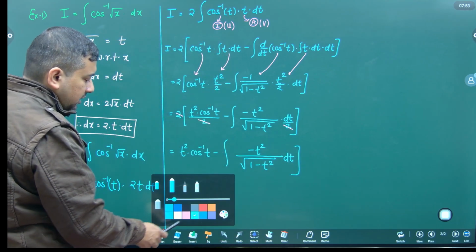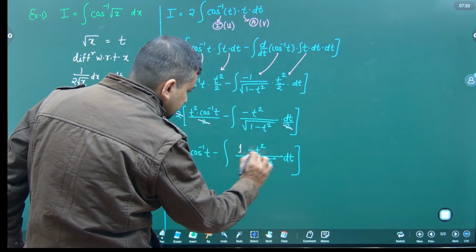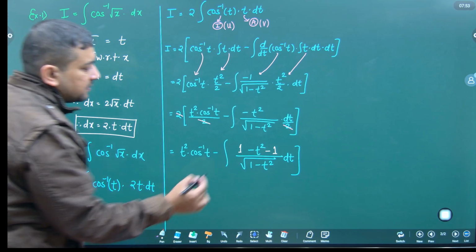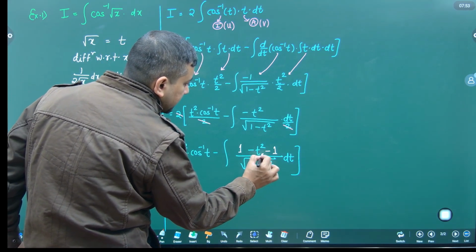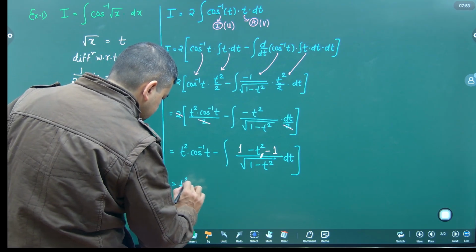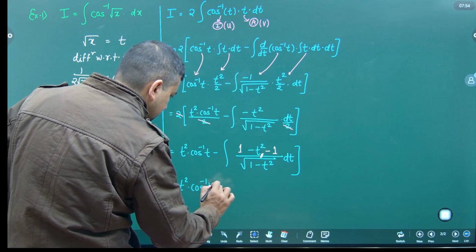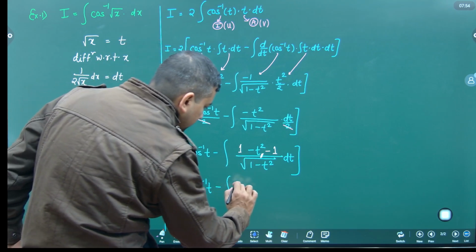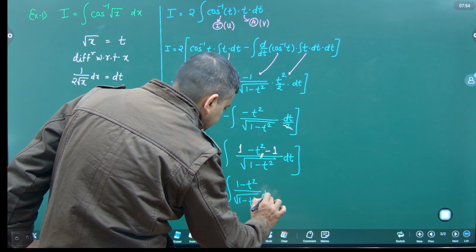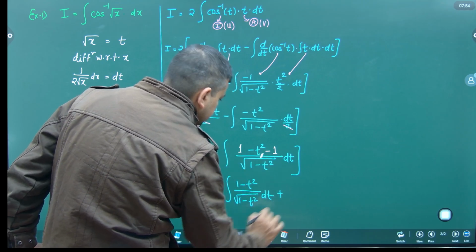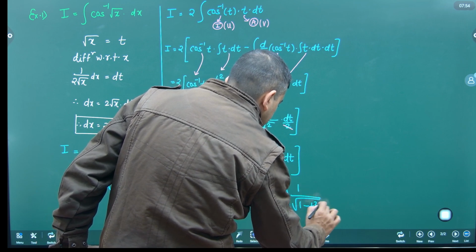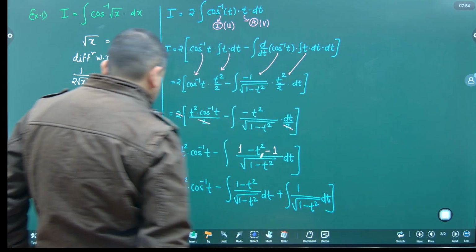So what I am doing? I am adding 1 and subtracting 1, correct? And let us split the integral here. So from this you will have two integrals. First term as it is, minus, what is the first integral? 1 minus t square upon under root 1 minus t square dt, minus minus, it will become plus, integral 1 upon under root 1 minus t square into dt, correct?